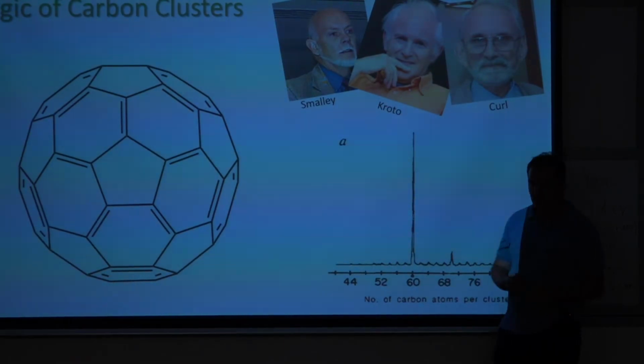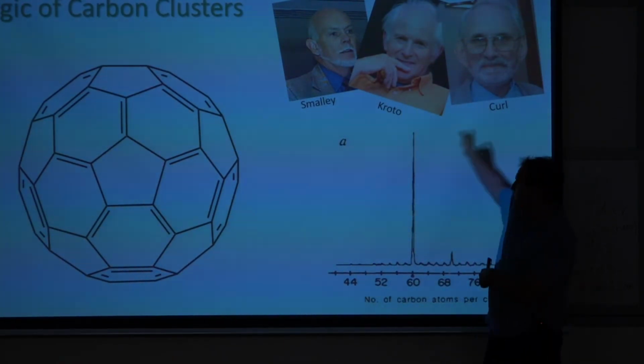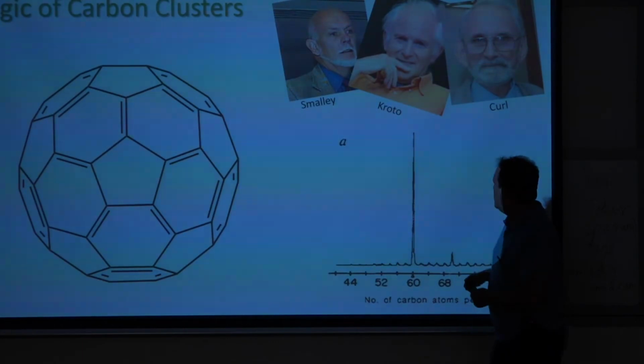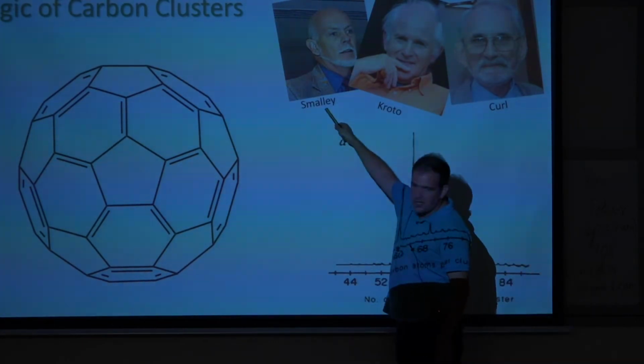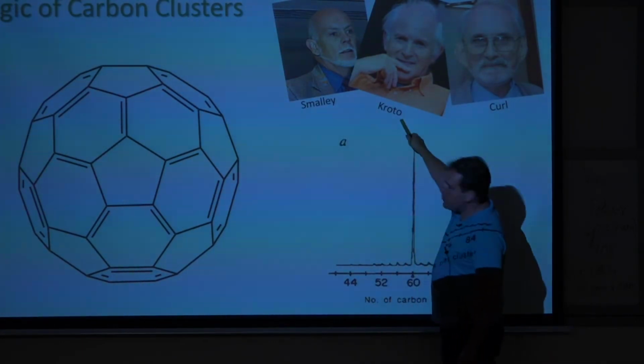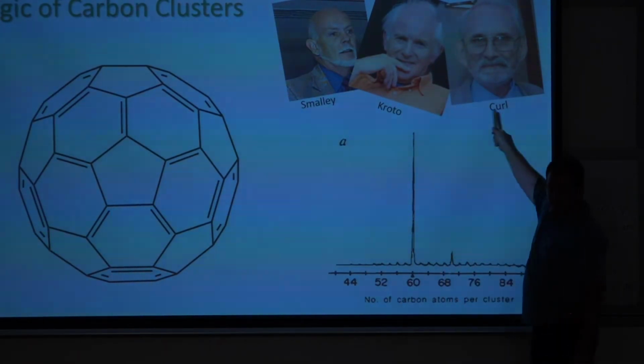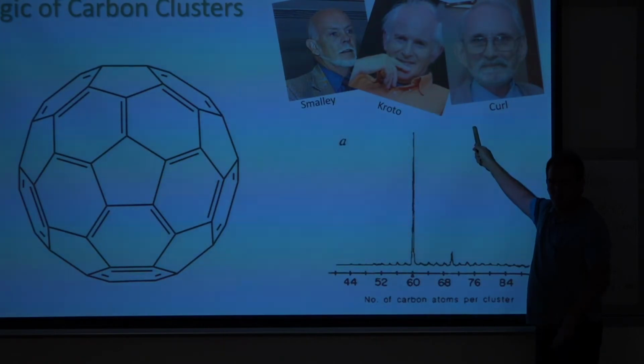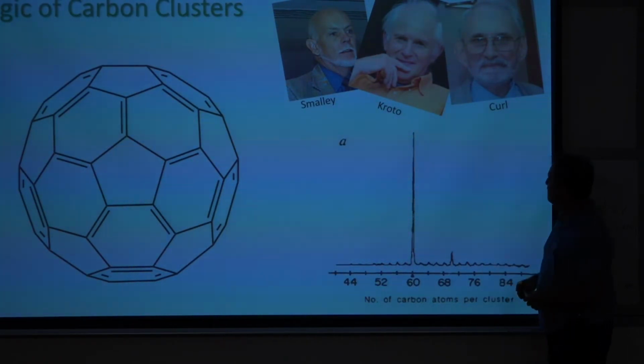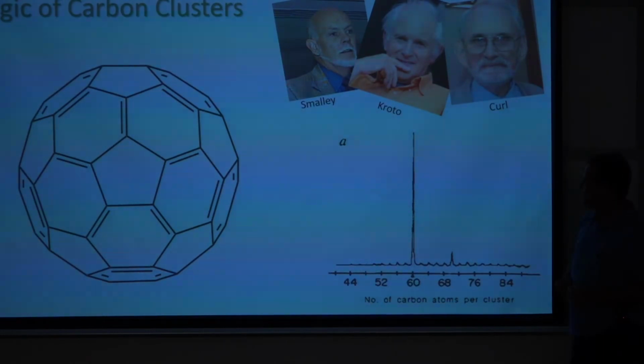So the next morning he comes to the lab, he shows it to the other 2 guys. Smalley is the guy with the experimental setup. Kroto is the guy who suggested the experiment. And Curl is the guy who happened to be with them in the same room and got a Nobel Prize just for being in the same room. No, he's the guy who got the other two to work together. The glue. He's the glue, yeah.